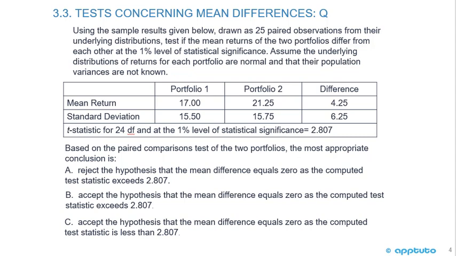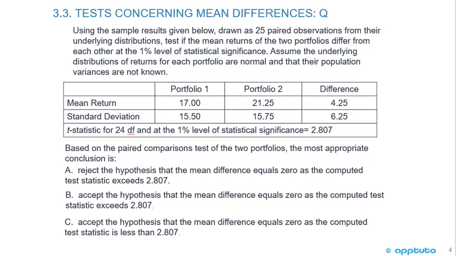Using the sample results given below, drawn as 25 paired observations, from their underlying distributions, test if the mean returns of the two portfolios differ from each other at the 1% level of statistical significance. Assume the underlying distributions of returns for each portfolio are normal and that their population variances are not known. For portfolio 1, we have a mean return of 17 and a standard deviation of 15.5. For portfolio 2, we have a mean return of 21.25 and a standard deviation of 15.75.